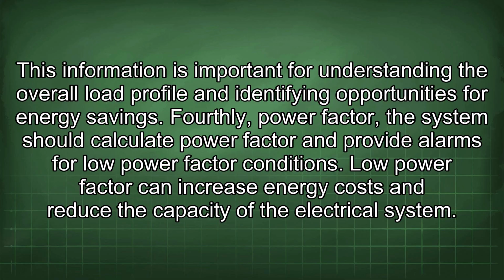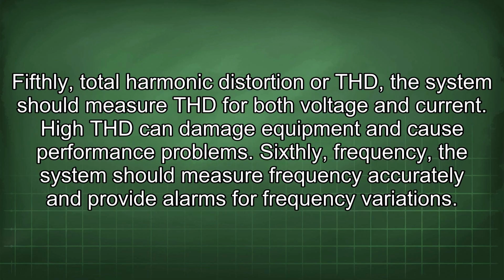Low power factor can increase energy costs and reduce the capacity of the electrical system. Fifthly, total harmonic distortion or THD. The system should measure THD for both voltage and current. High THD can damage equipment and cause performance problems.